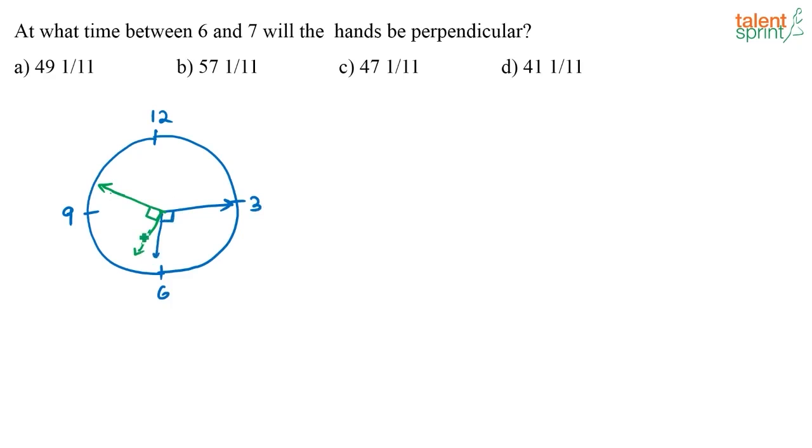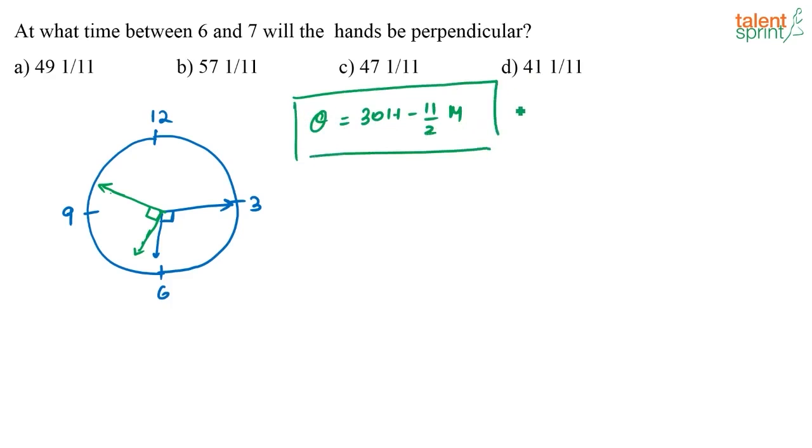Now, for this question, generally how will we do it? See, we know there are 2 formulas, right? Theta is equal to 30h minus 11 by 2m. So using this, you can find the angle between the hour hand and the minute hand when the minute hand is behind the hour hand. Similarly, you can say theta is equal to 11 by 2m minus 30h. Now this is when the minute hand is ahead of the hour hand. So both of these formulas you can use and find out both these timings, at what time the angle between the hands of the clock is perpendicular.